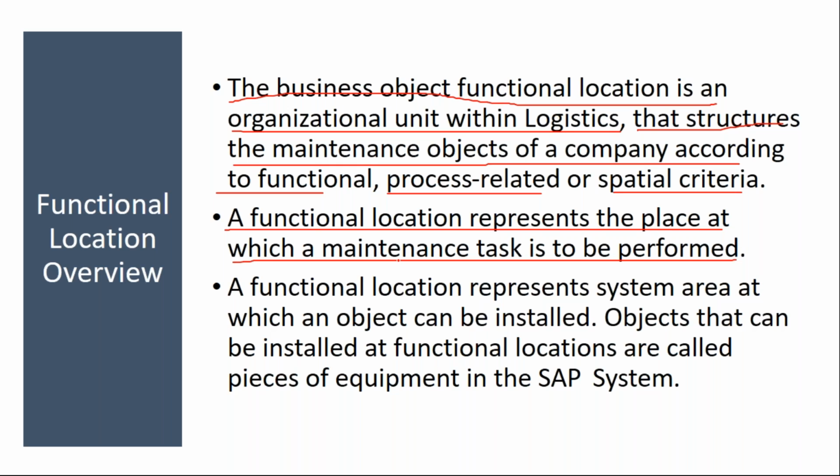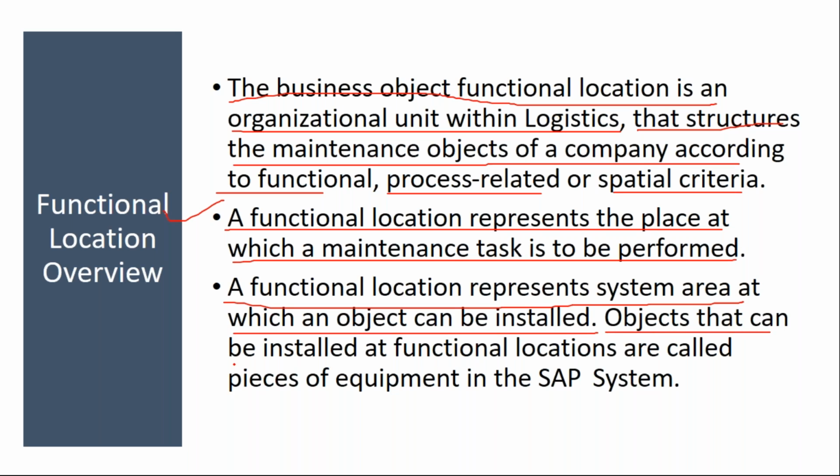In a typical manufacturing industry, to produce the products, they need some machines. So these machines will be located in some departments. Let's say you have a production department. So this production department can be called a functional location. Functional location is the place where your equipments are located. A functional location represents a system area at which an object can be installed.